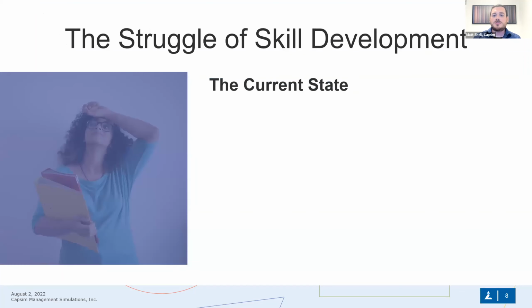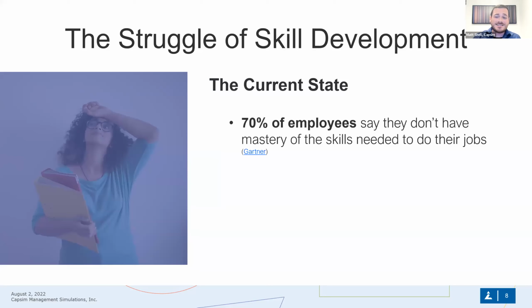So it's pretty clear at this point that we're all pretty much on the same page about the heightened focus on soft skill development. But what we need to look at is the effectiveness of our methods as well. Why exactly do we struggle here? Well, let's start by taking a look from the learner perspective, where Gartner found that 70% of employees say that they don't have the proficiency or the mastery of the skills needed to do their jobs.